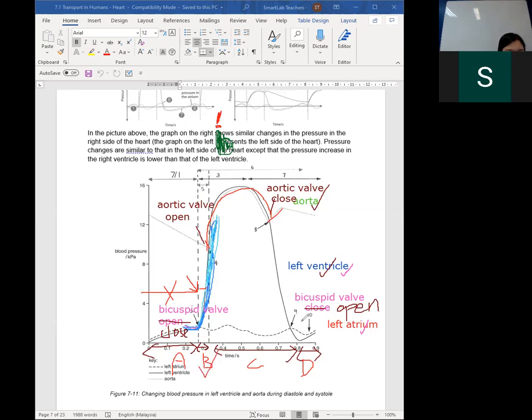It cannot be D because the bicuspid valve is open over here. This A also cannot be because the bicuspid valve is open. It cannot be C because the aortic valve is open over at this region. So in this small time frame, all the valves are closed. Okay, it's a frequently asked question. Do you understand better now? Thank you.